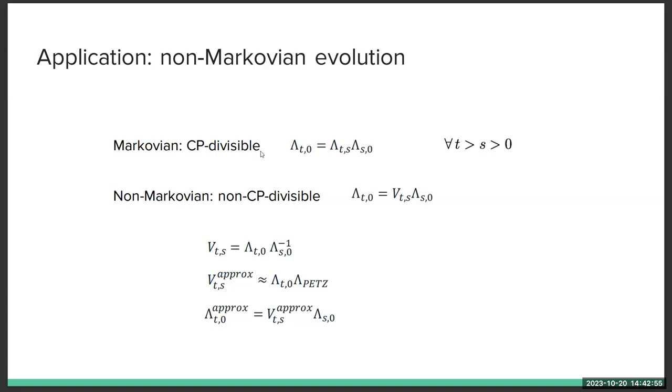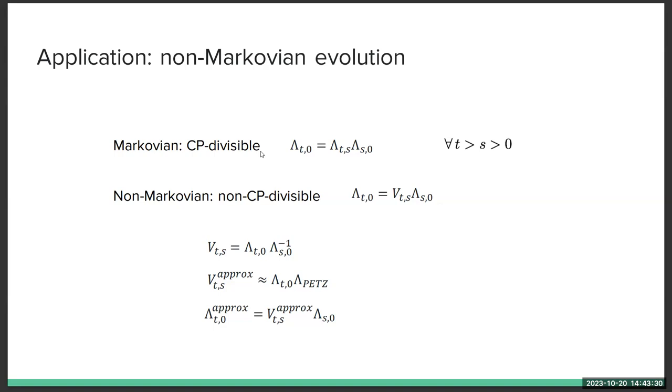They are always CP. Even if they are not working perfectly, they are CP. They're always CP. No, this inverse is not equal to the inverse. Yeah, that's why it's approximated.